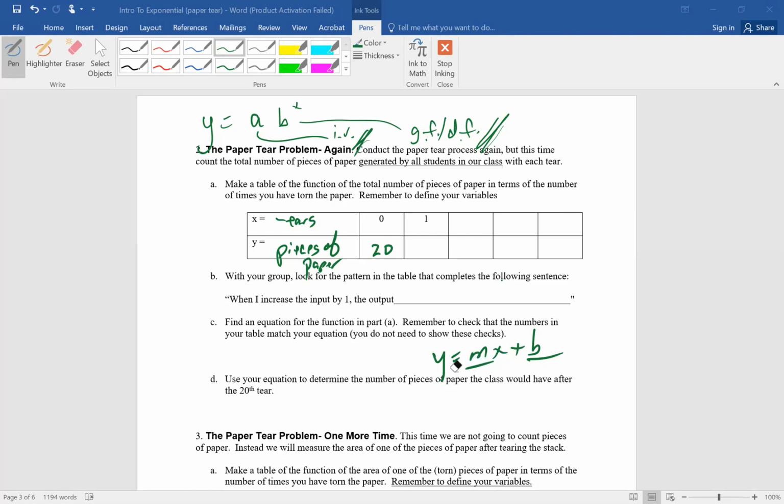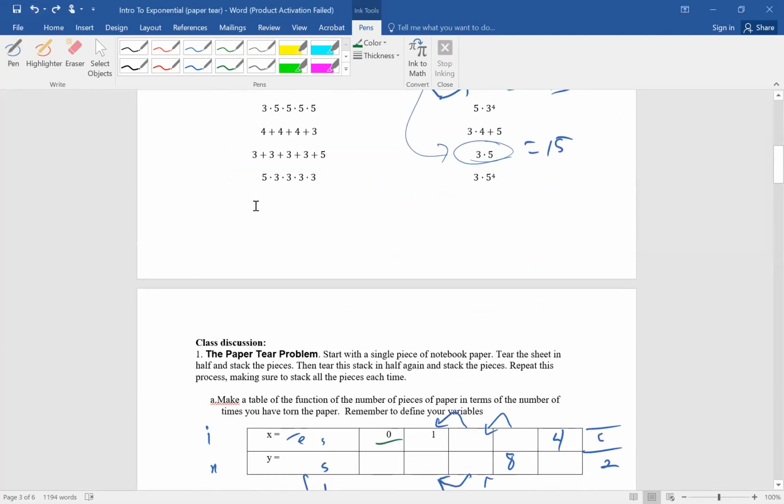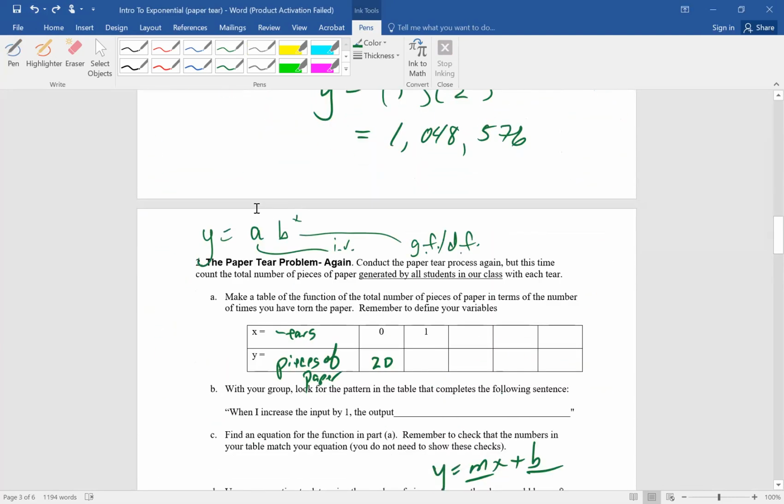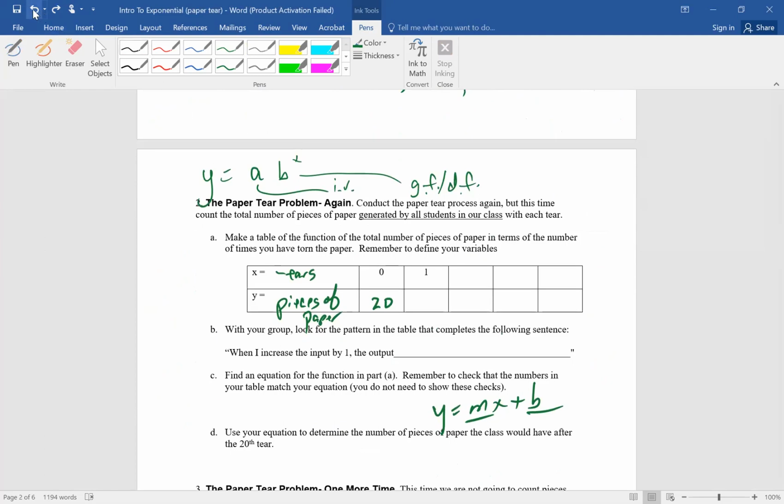I can't get that to go away, but let's see if I can use another trick here. Oops, went back too far. Let's see if we can do that again.